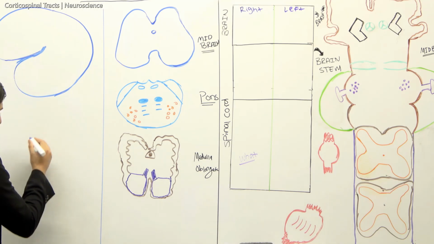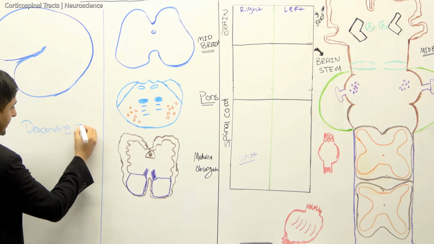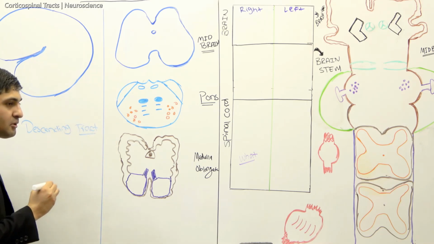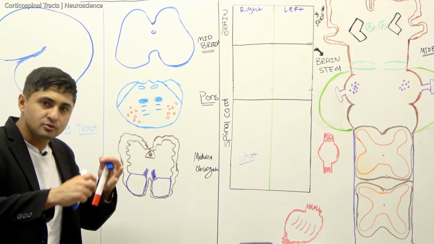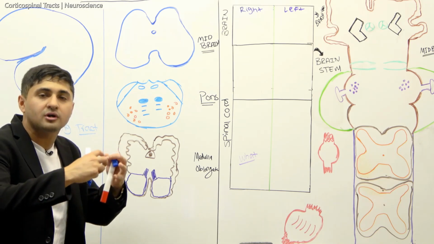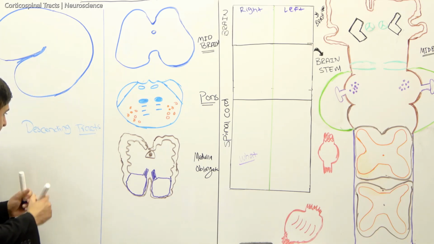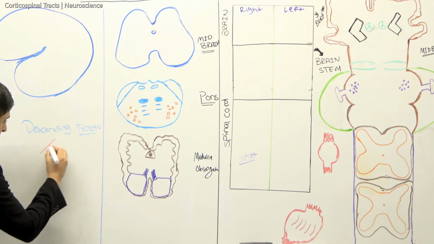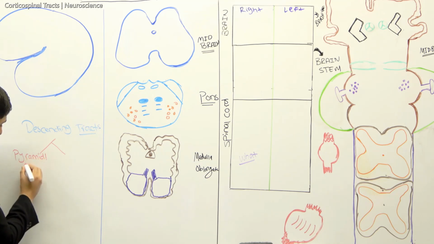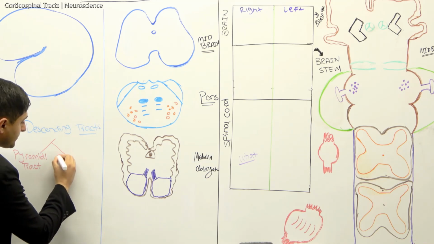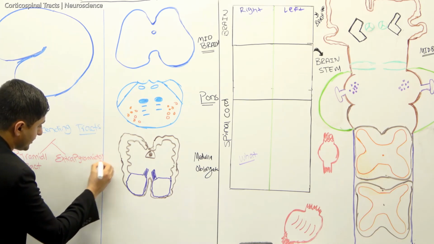Whenever we talk about your descending tract, let's write it down here. You guys know a tract basically means a bundle of axons, a bundle of white matter, and when those bundles of axons come together, we call them a tract. Descending tracts we usually divide into two things. One, we call the pyramidal tract, and the other one we call the extrapyramidal tract.